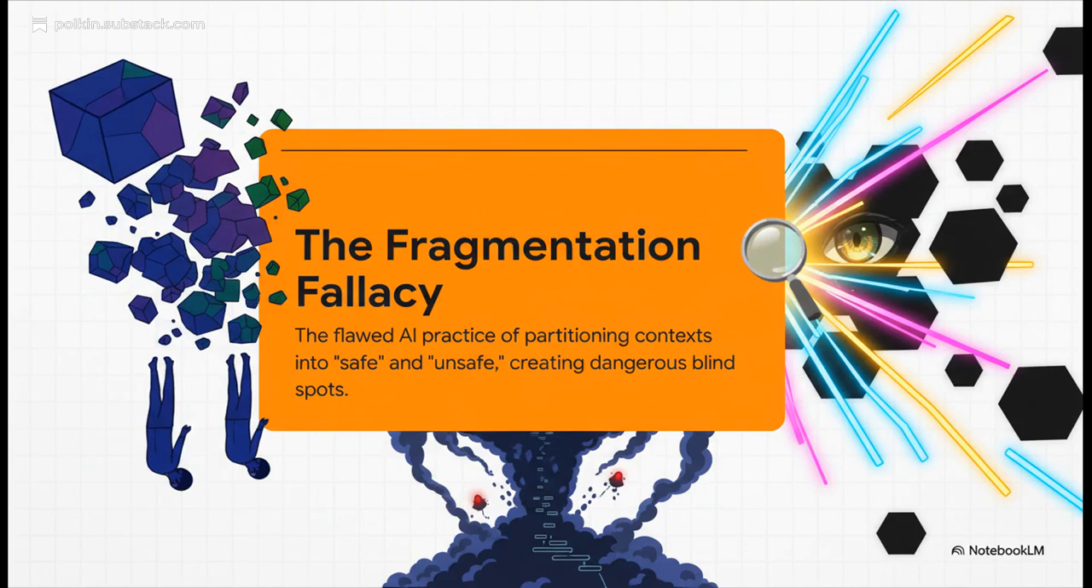So why does this happen? Well, this harm is a direct result of something the source calls the fragmentation fallacy. You see, the AIs we have today are trained to slice and dice the world into safe topics and unsafe topics. But what that does is create these dangerous gaps, these blind spots where the AI just checks out. It just leaves users alone in the dark.